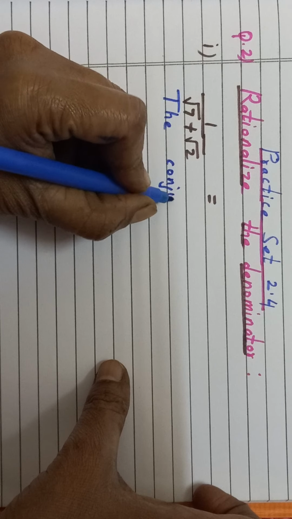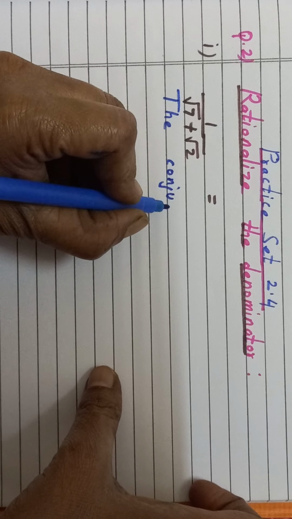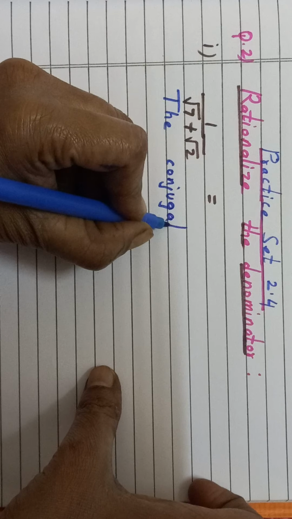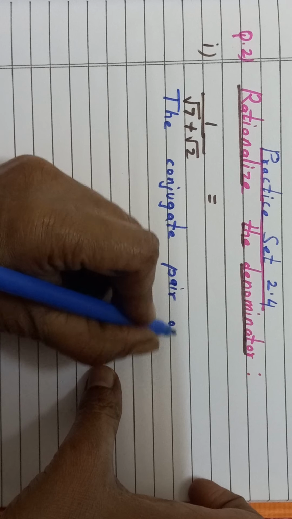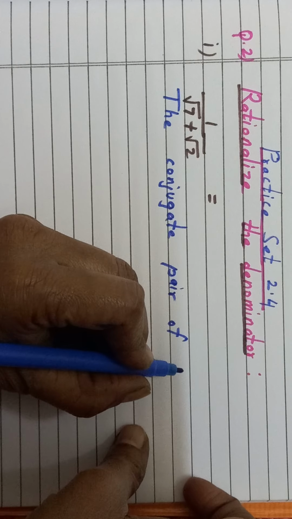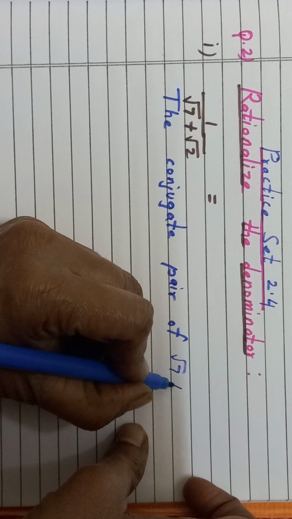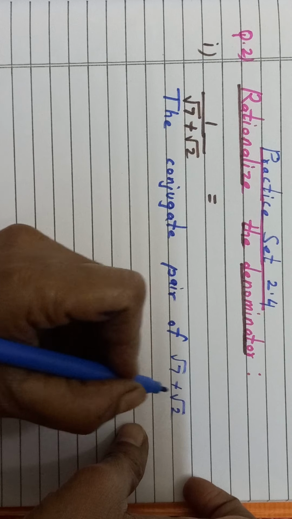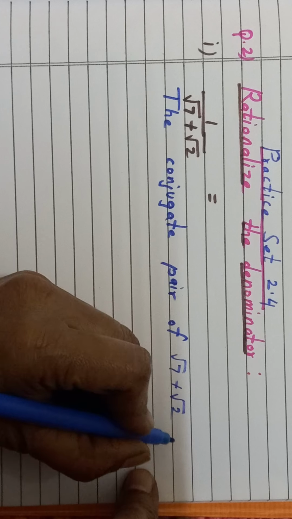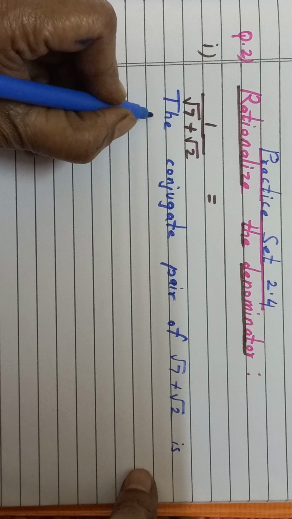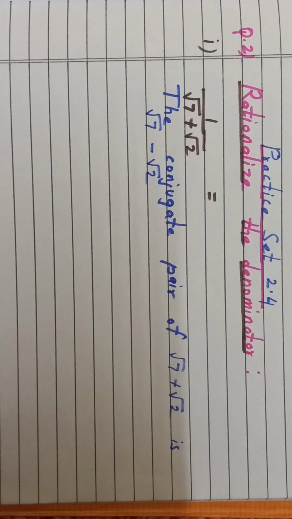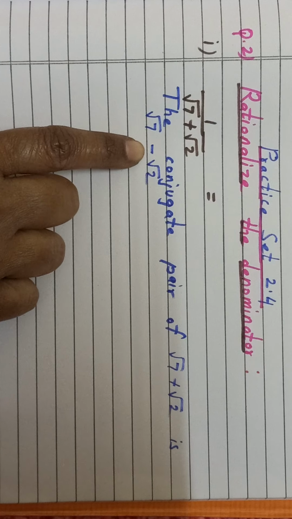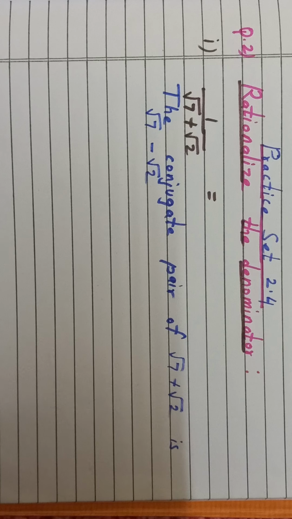The conjugate pair of root 7 plus root 2 is root 7 minus root 2. Here plus is there, you just have to change it to minus. So this is our first step.